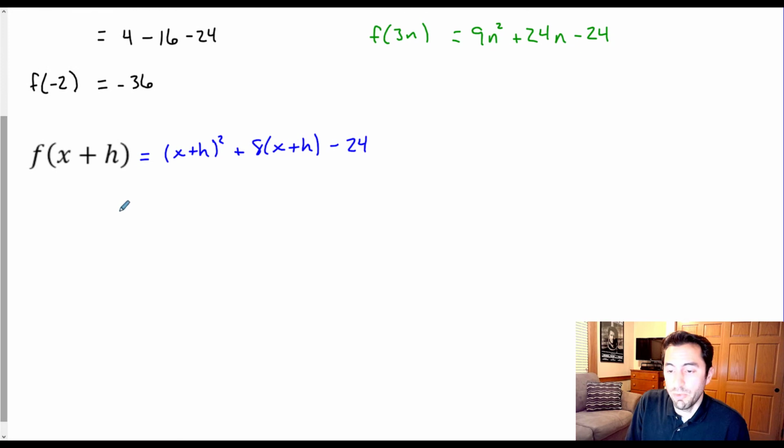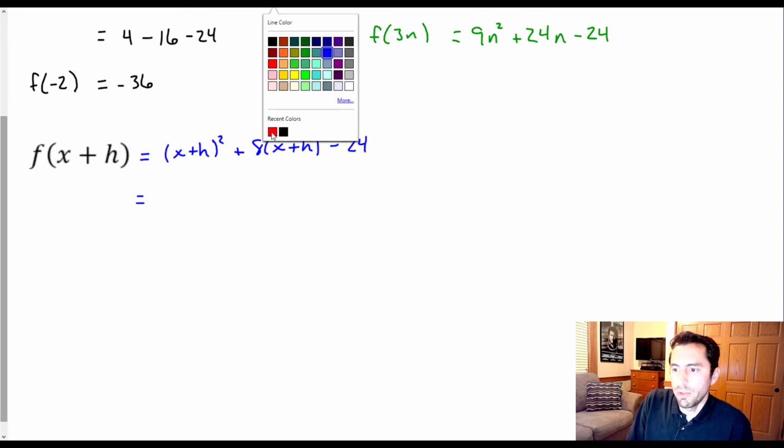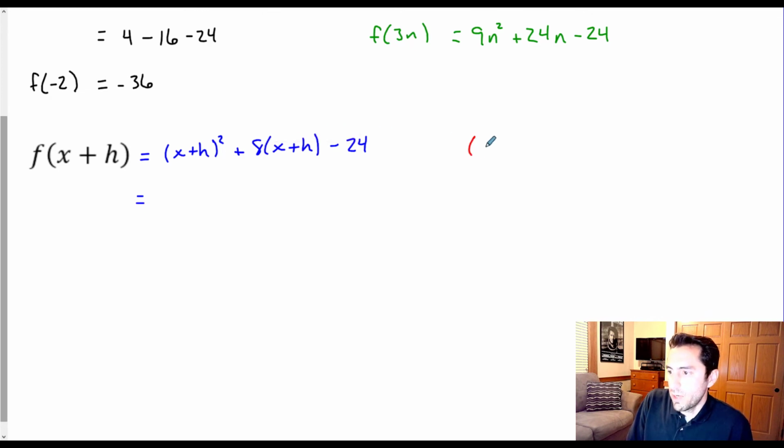Now we can do some simplifying. First we have a binomial squared. It's really important to remember that this is the same as x plus h times x plus h. And maybe I'll just make a little note of that over on the side. So x plus h squared is the same as x plus h times itself. So we do need to multiply this all out.